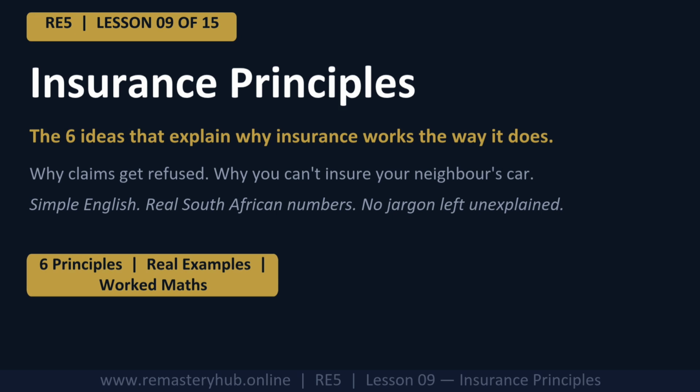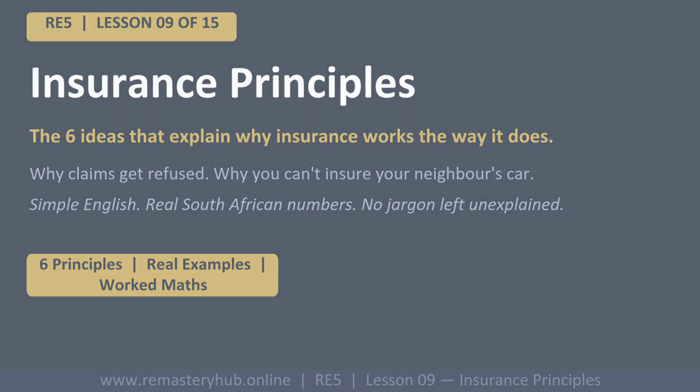Lesson 9, Insurance Principles. Every insurance contract in South Africa, life cover, car insurance, home insurance, is built on the same 6 ideas. Once you understand these 6, you understand why claims get paid, why claims get refused, and why you can't just insure anything you like. We're going to keep this simple. Plain English, real examples, and one worked calculation you will definitely see in your exam.